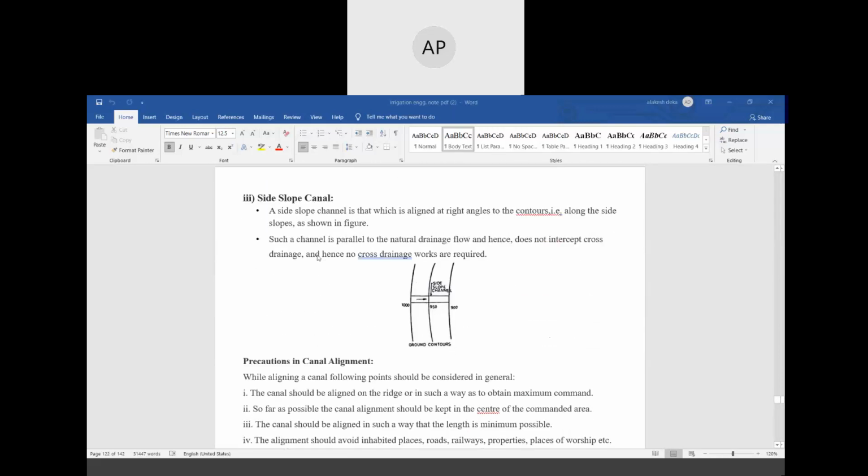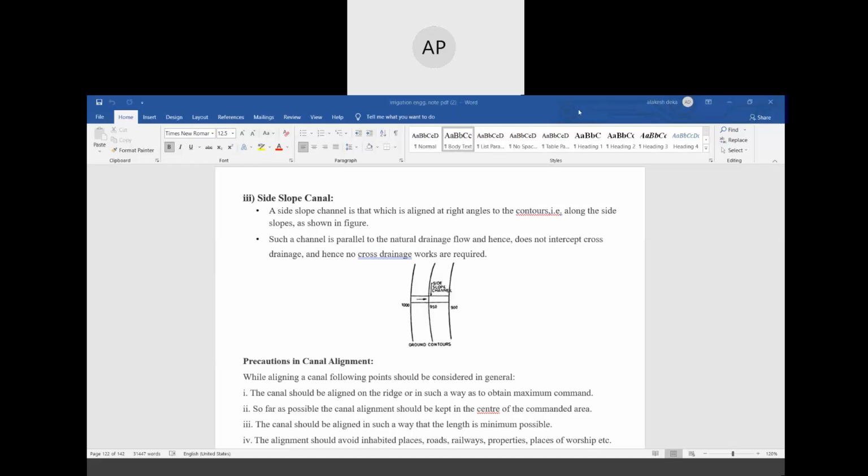Next is side slope canal. A side slope channel is one which is aligned at right angles to contours. That means these are the side slope channels and these are the ground contours. Along the ground contours, the canal is aligned. Such a channel is parallel to the natural drainage flow and hence does not intercept cross drainage. Hence, no cross drainage works are required.